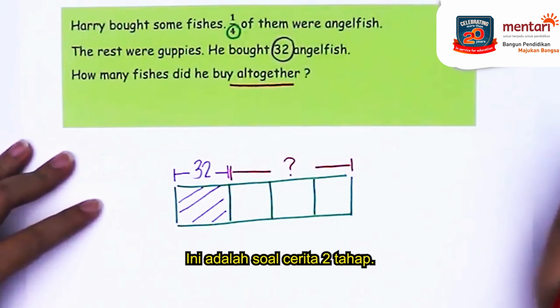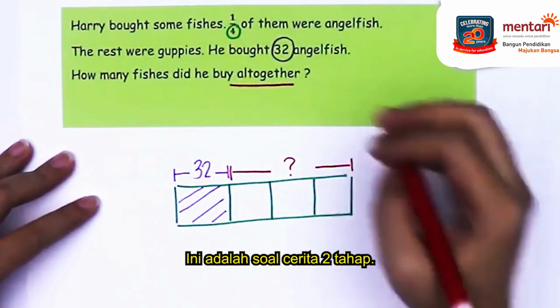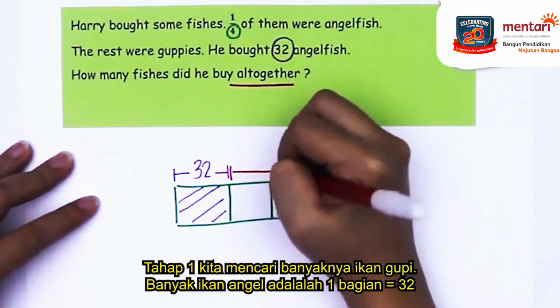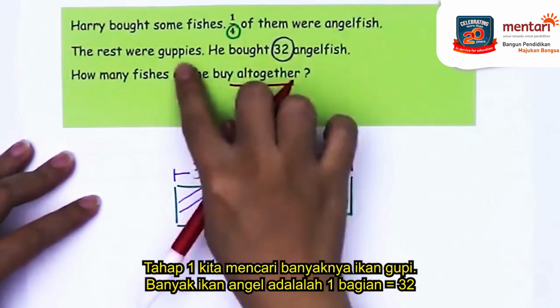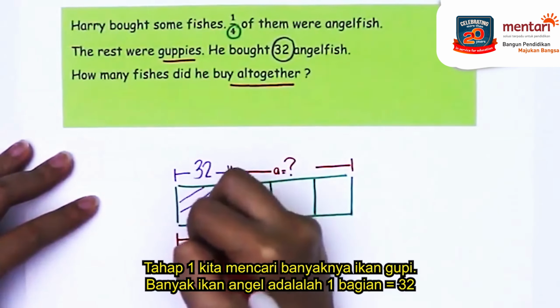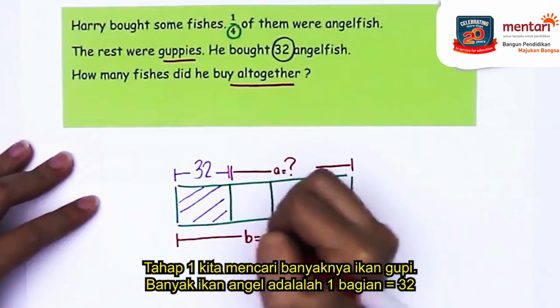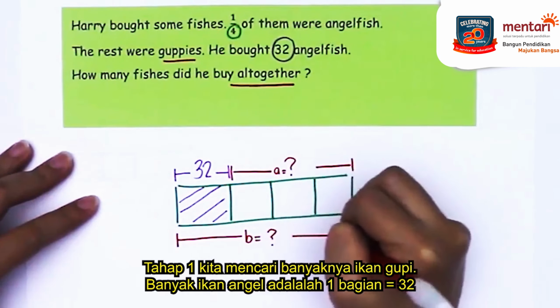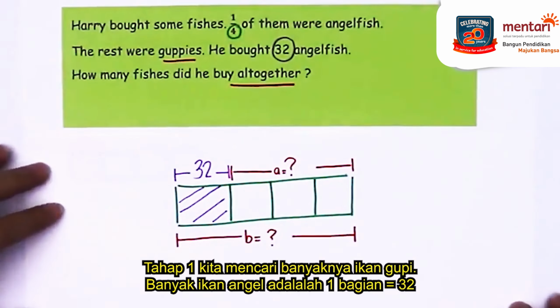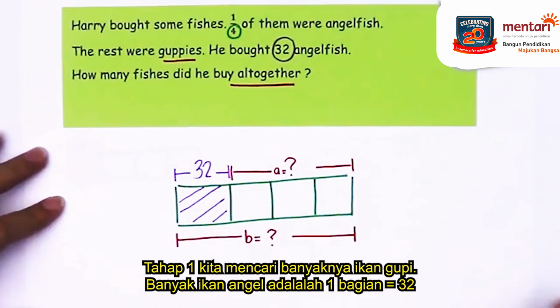In other words, this is a 2-step word problem. So this is the first one. So we put letter A here. We find out first the number of the guppies before we can proceed to finding out the whole. So this is a two-step word problem. So let's find out first the number of the guppies.